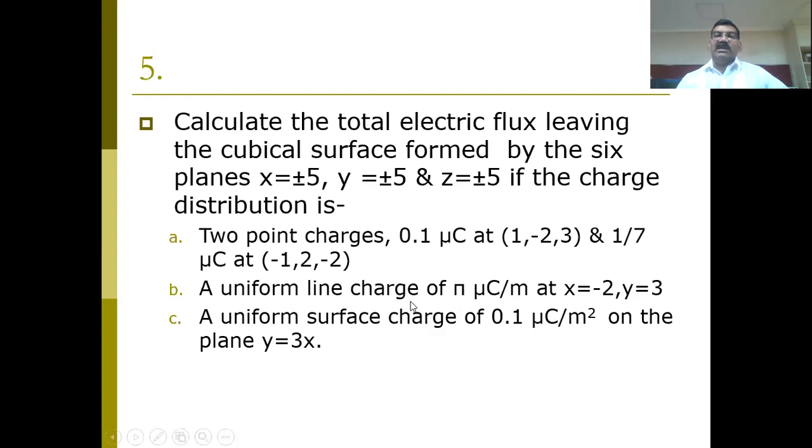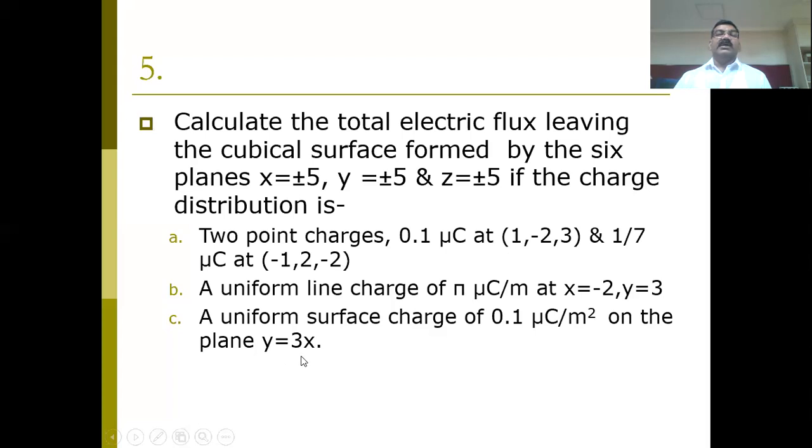Then a uniform line charge of pi microcoulomb per meter at x equals -2 and y equals 3. So it is along the z-axis. Again it is inside. Along the z-axis, how much is the distance? Minus 5 to plus 5, so 10 meter. So pi into 10, it will be 10 pi. Simple. Answer is simple.